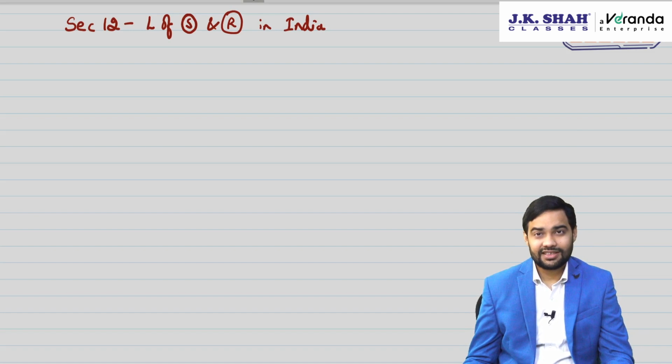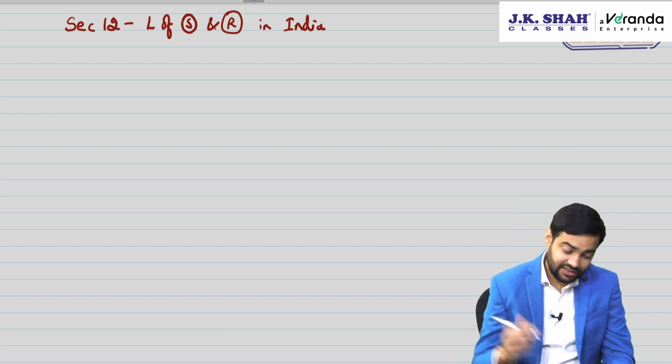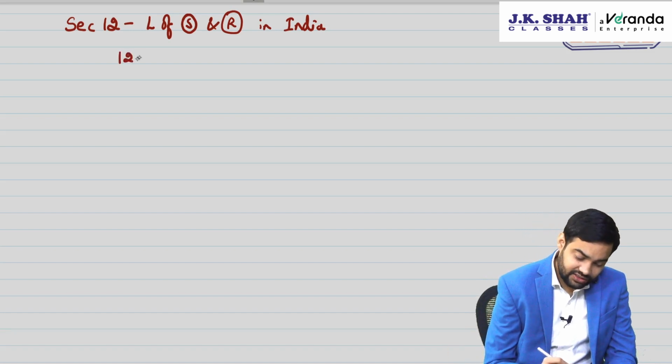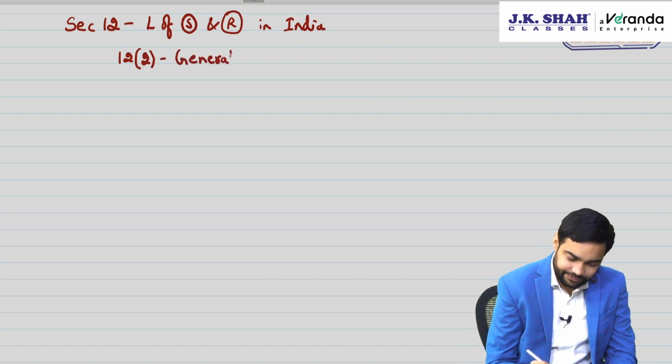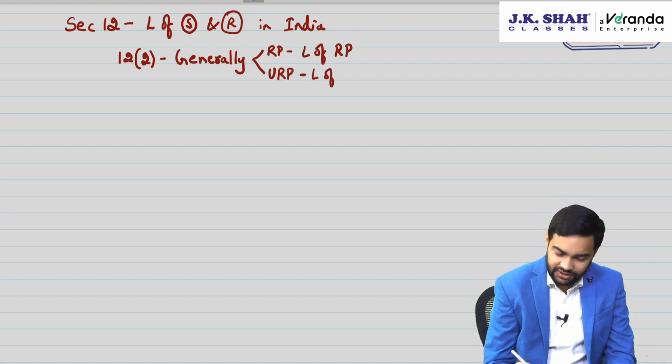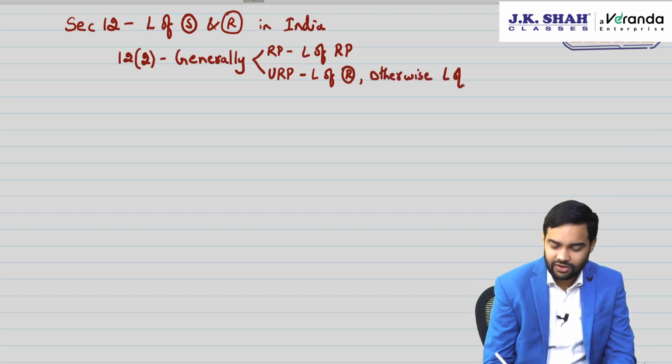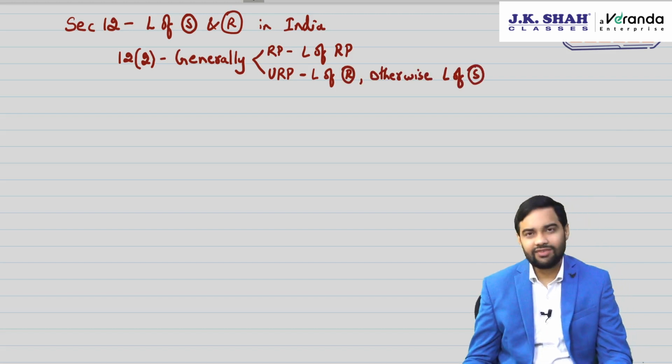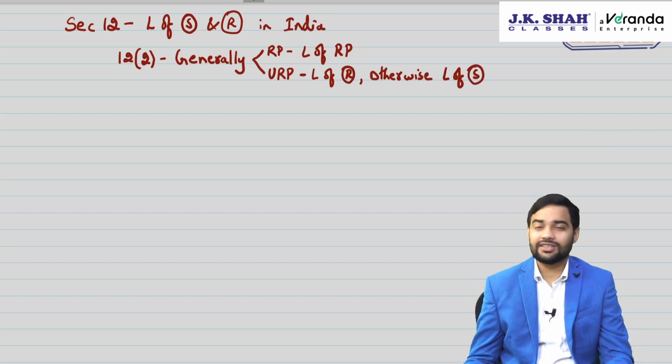And that's why at most of the places in section 12 you have two parts. It says if you provide it to a registered person, like 12(2), generally any service provided to a registered person, the place of supply will be the location of the registered person. If it is provided to an unregistered person, then the place of supply will be the location of the recipient. If not available, then the location of the supplier.